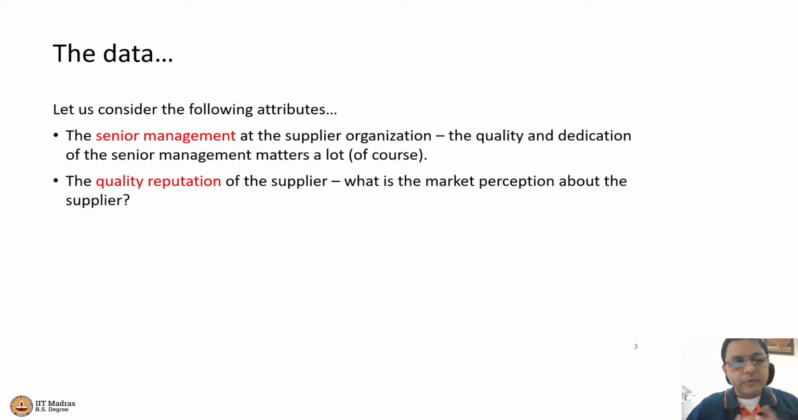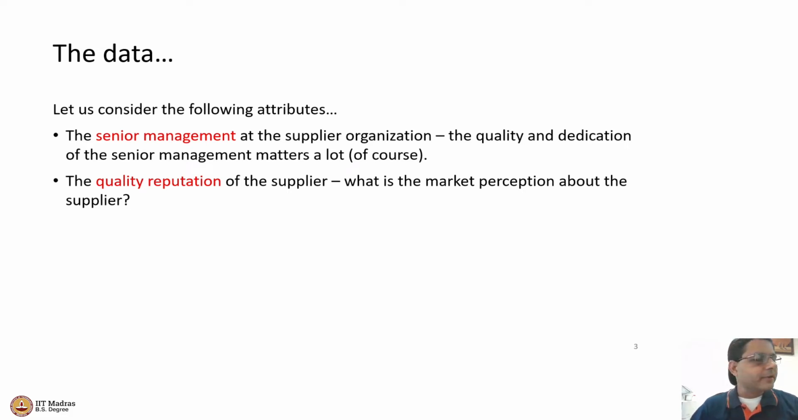Let us take one more. What is the reputation that the supplier has in terms of quality, right? Now, reputation is actually market perception. What does the market perceive about the supplier in terms of delivering quality products or quality service? Since it's a perception, since it's a reputation, once again putting a numerical value may be difficult, right?